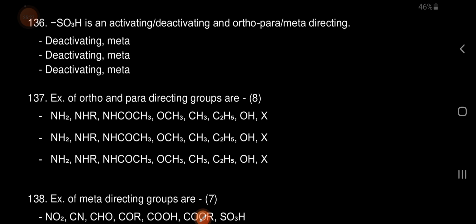Examples of ortho and para-directing groups are NH2, NHR, NHCOR, CH3, OCH3, C2H5, OH, X.